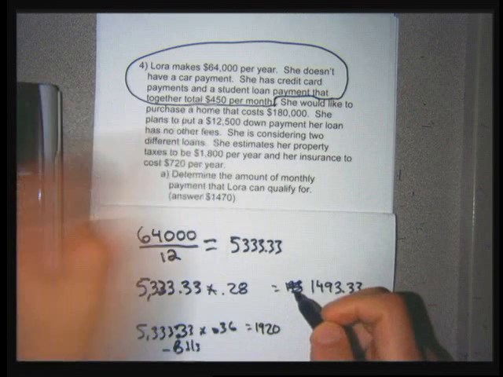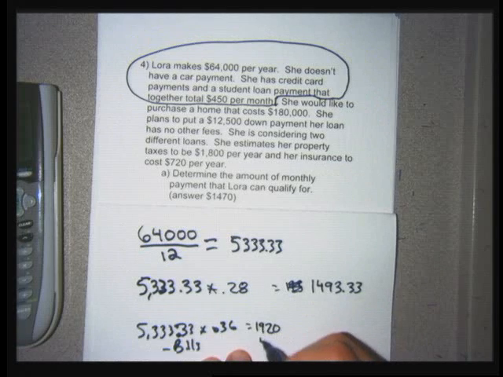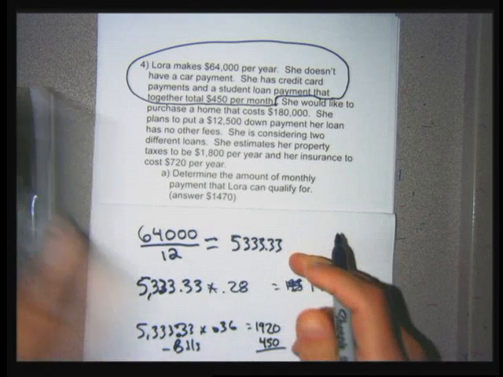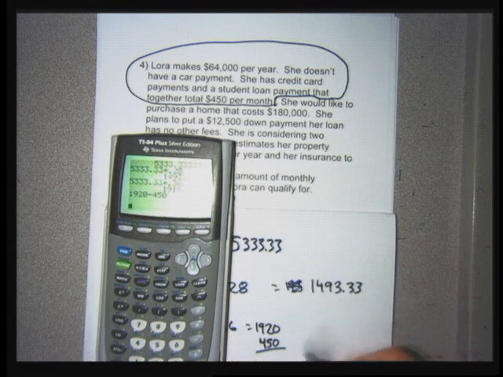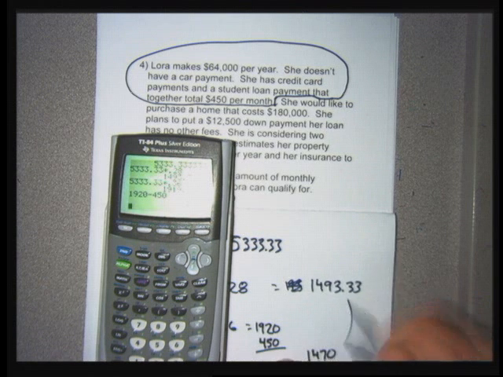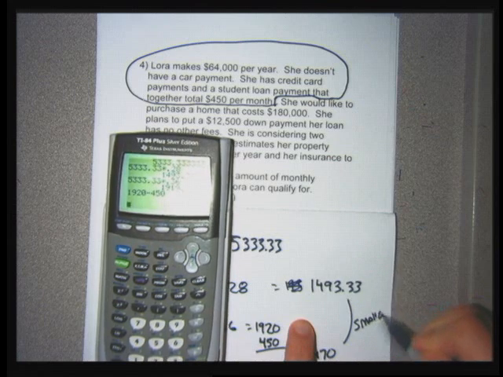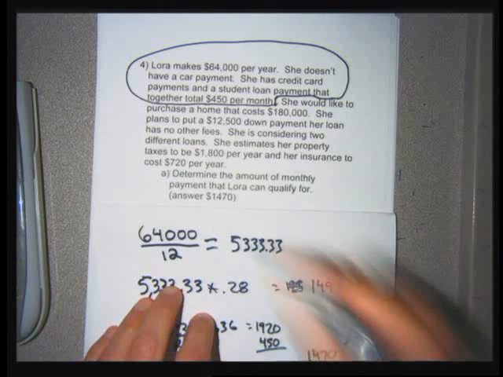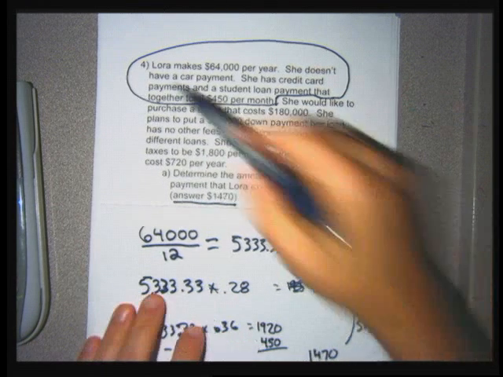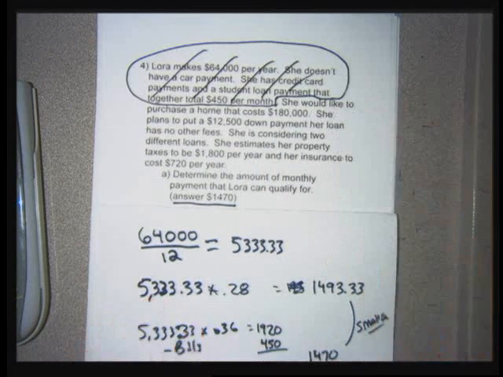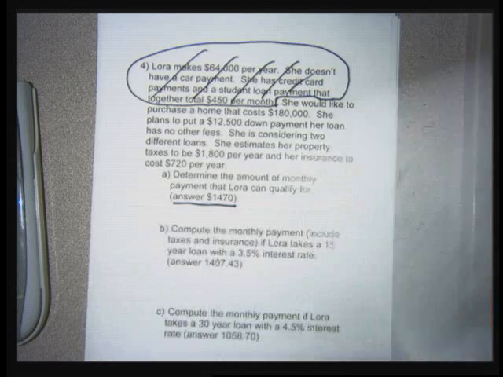And then I need to subtract the $450 that she has in monthly bills that are not utilities and necessities. When I do that, I get $1,470. And I take the smaller of the two values, in this case the $1,470. So the reason my answer for 4A is $1,470 is because I did the computations, 28% of her income, 36% of her income less bills, and took the smaller of the two amounts. So the answer to 4A is $1,470, and I don't have to look at the first sentence in this question anymore.